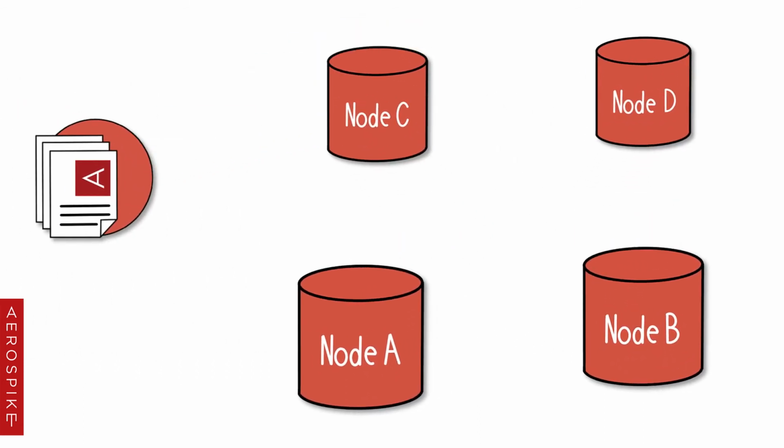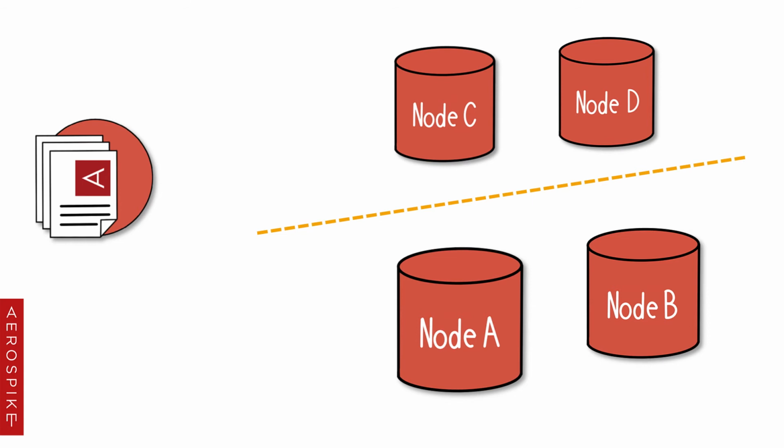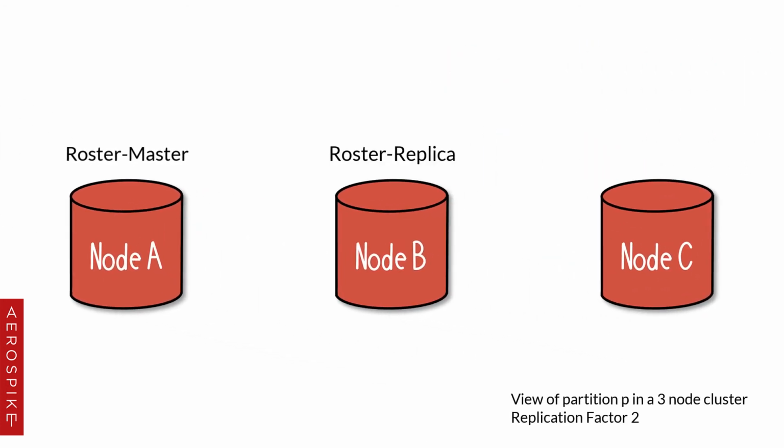In situations where a two-way split occurs, creating exactly 2 subclusters, as long as the client can see all the nodes, all partitions are available for reads and writes in one or the other subcluster, providing 100% availability of strongly consistent data. The roster only allows for one active partition, avoiding conflicts with duplicate records and data loss.